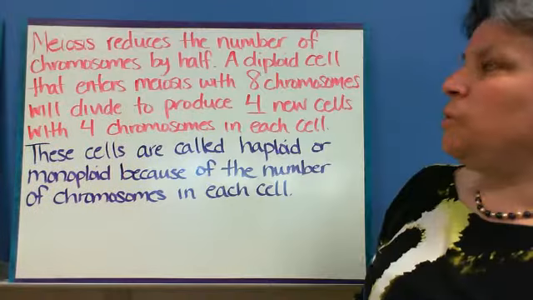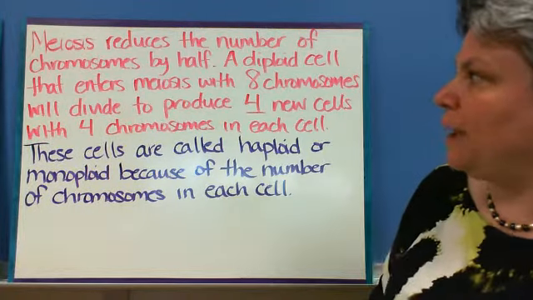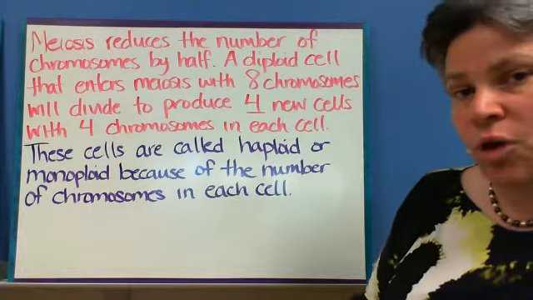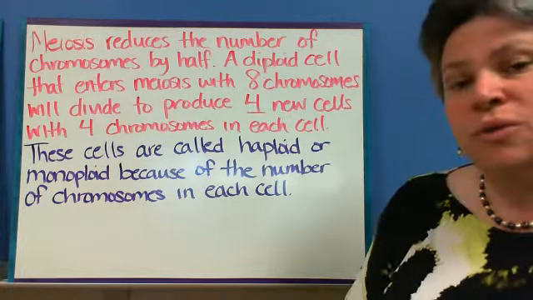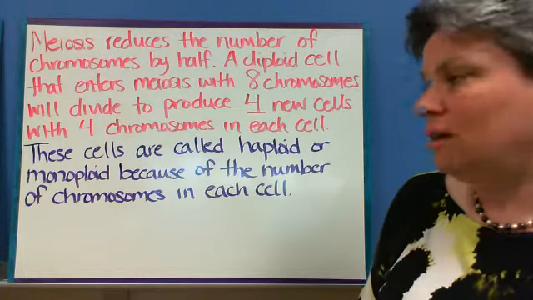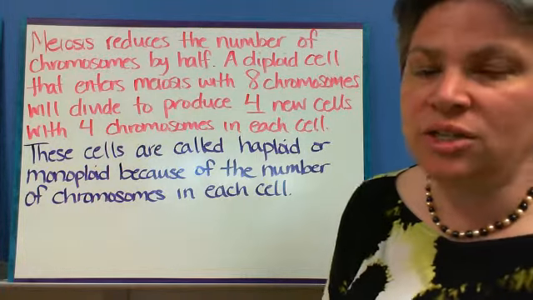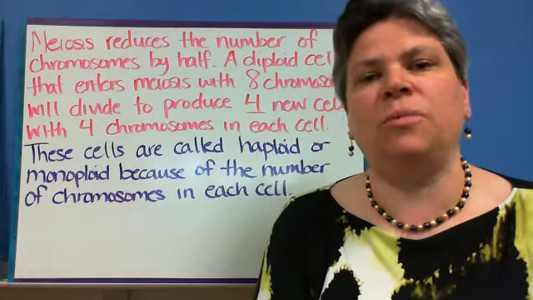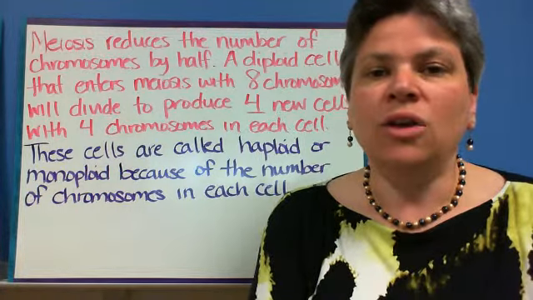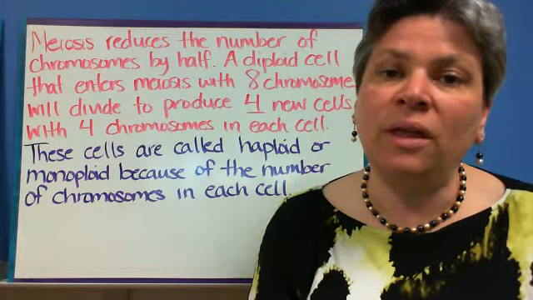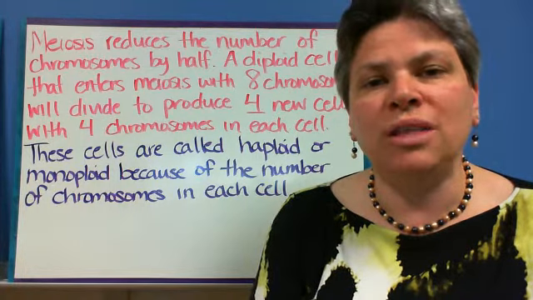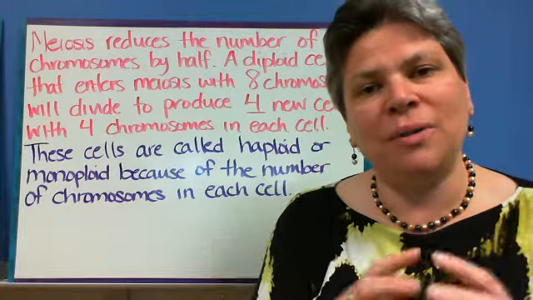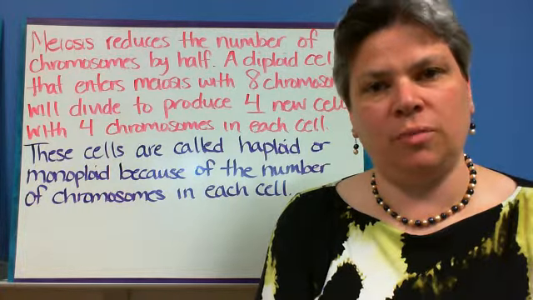In meiosis, we reduce the chromosome number by half. So a diploid cell that enters meiosis with 8 chromosomes will divide to produce 4 new cells with 4 chromosomes in each cell. Remember, the whole purpose behind meiosis is to cut that chromosome number in half. So when you pass the information on with the egg and the sperm, your new cell will have what you started with. So the egg and the sperm coming together restores the chromosome number.